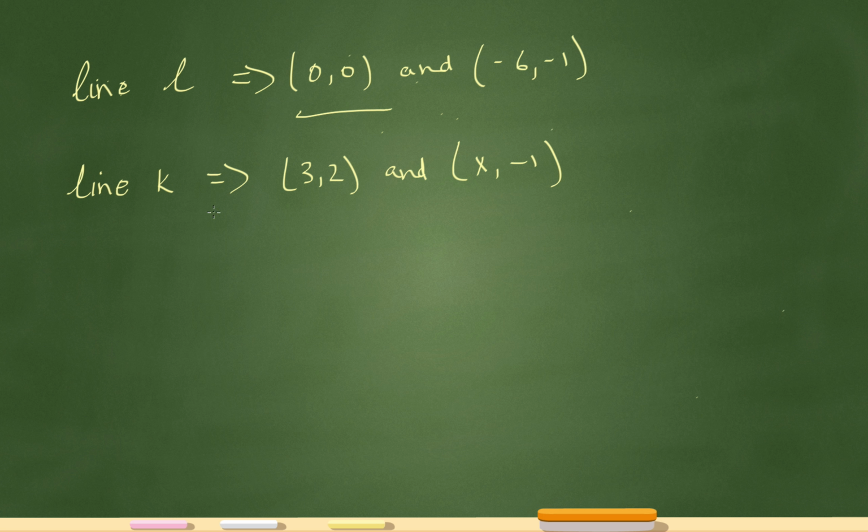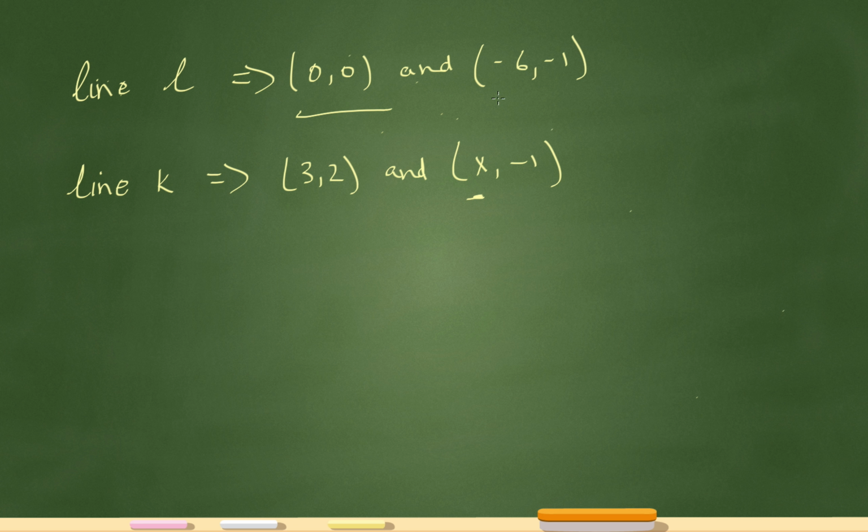Then it tells you that line K and line L are parallel. So that means that the slope for line L and the slope for line K must be the same, because the relationship between two lines that are parallel is that their slopes are the same. And then it tells me 2 points for line K, which are 3, 2 and x, -1, and really wants me to figure out the point x.